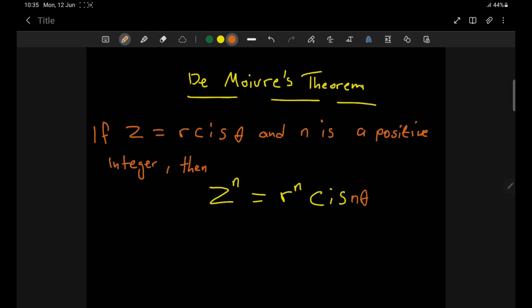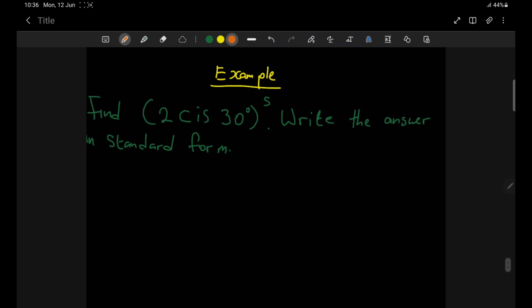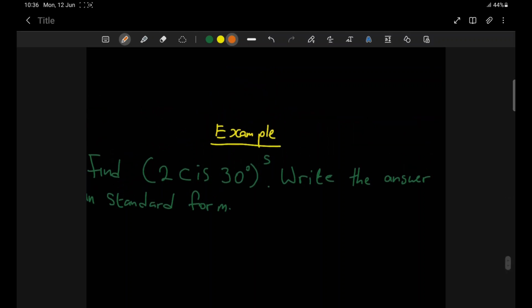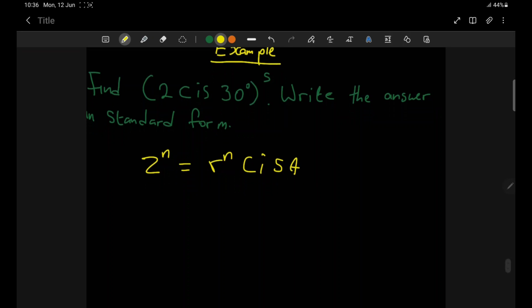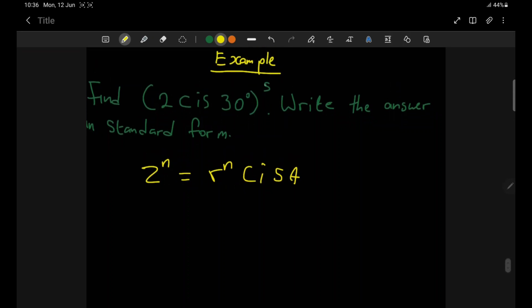So let's look at the first example. In this example, find this complex number and write the answer in standard form. So by De Moivre's theorem, which we've just checked, if z is raised to n, then this will be r raised to n cis n theta. So in this case, we have this complex number raised to the exponent of 5.